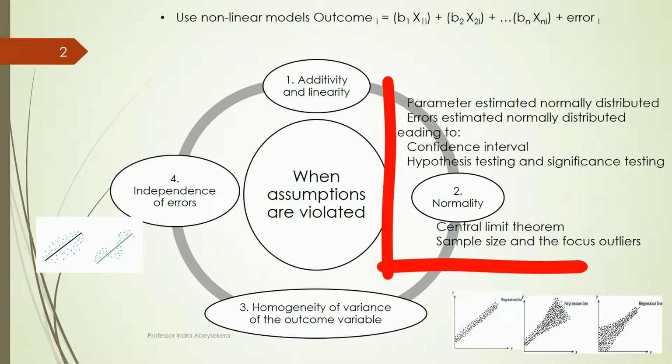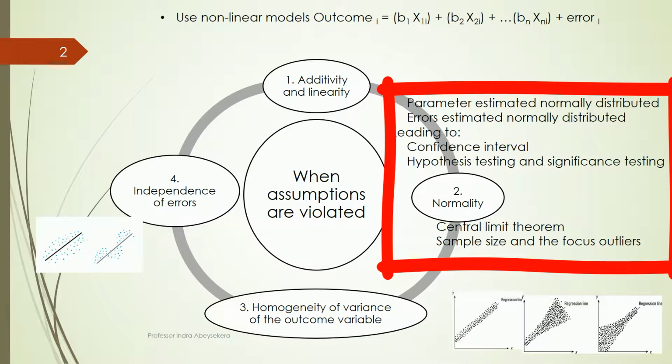The second aspect, we know that the parameter estimates and errors should be normally distributed to help us to accurately determine the confidence interval, and for hypothesis testing and significance testing. The central limit theorem helps us with a larger sample size to mitigate the normality of those estimates and to focus more on the outliers and to get rid of outliers. In those situations, our focus should be how to deal with outliers.